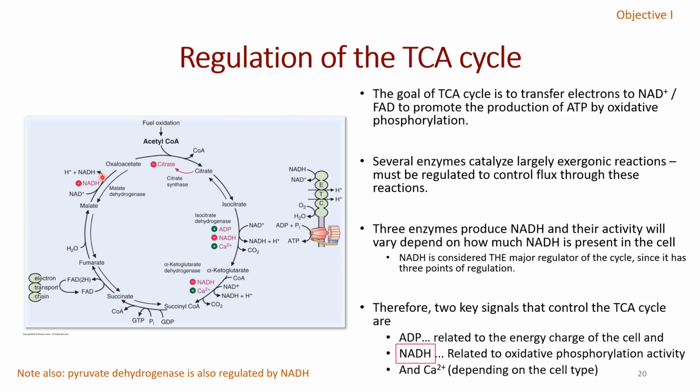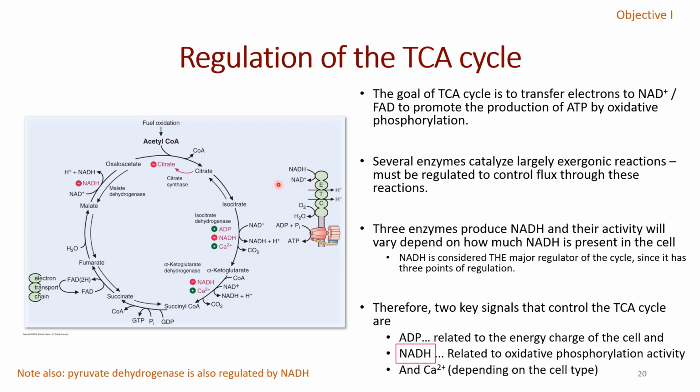Now what happens when a cell is using energy, when it's doing work, or muscles are contracting or nerves are conducting? During times when TCA activity is high, there's going to be a need for NADH. NADH will be used by the electron transport chain, and then ATP synthesis will go on. So the NADH will be consumed by the electron transport chain.